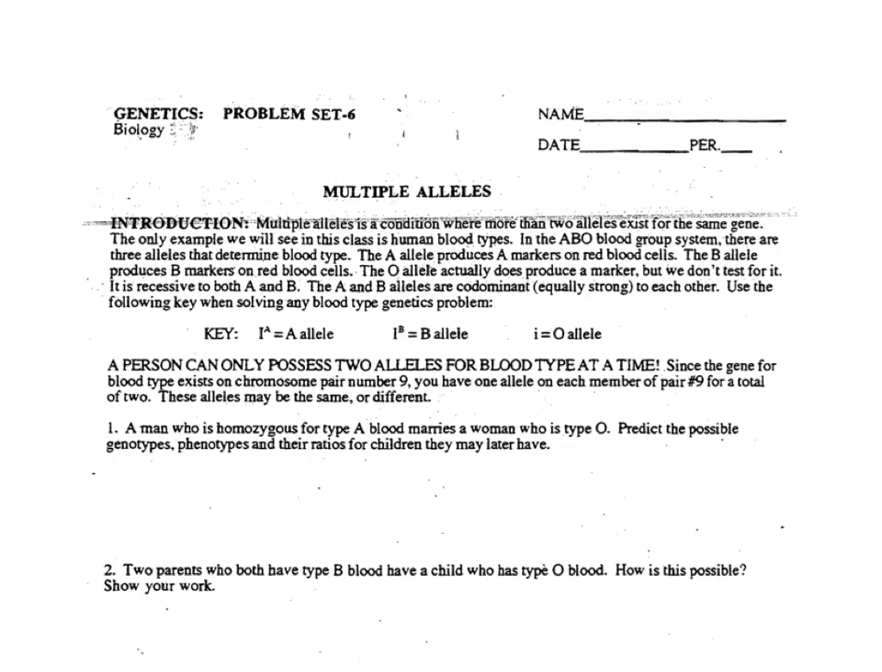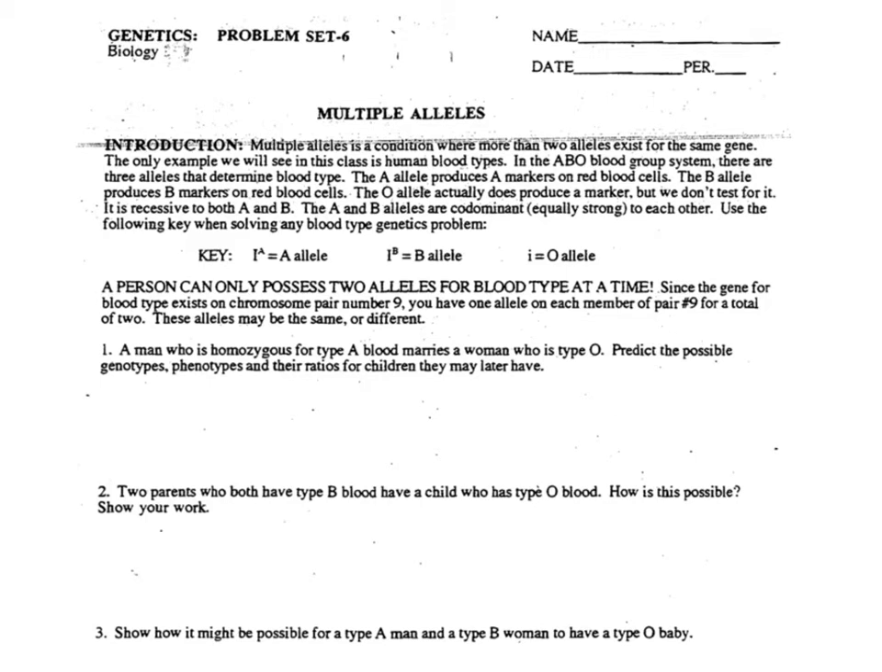Okay, we're going to talk about a pattern of inheritance dealing with multiple alleles. This is page 15 in your different patterns of inheritance packet, so please turn to that page. Okay, reading at the top it says, multiple alleles is a condition where more than two alleles exist for the same gene. The only example we will see in this class is human blood types.